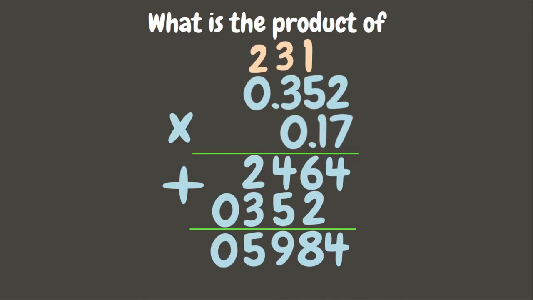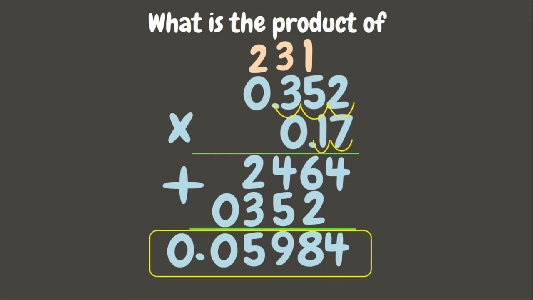the product. So let us count. 1, 2, 3, 4, 5. Therefore, we are going to put the decimal point in the product 5 decimal places from the right. 1, 2, 3, 4, 5. There, and let's put 0. Now, this is our final answer.